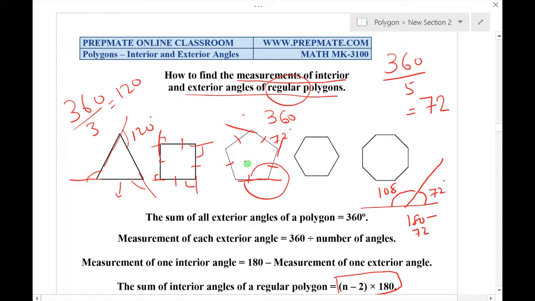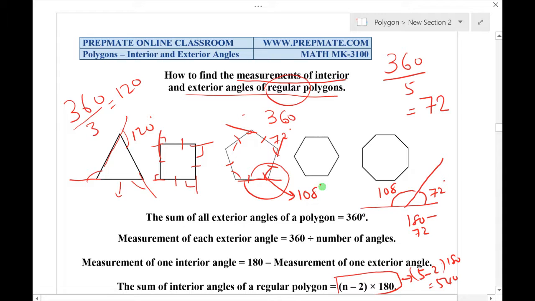Like, for example, let's take the pentagon. Okay, in a pentagon there are 5 sides, and so the sum of the interior angles is going to be 5 minus 2 times 180, which is going to be 540. So if you divide 540 by 5, since there are 5 interior angles like this, you would know that each one of the interior angles will measure 108.